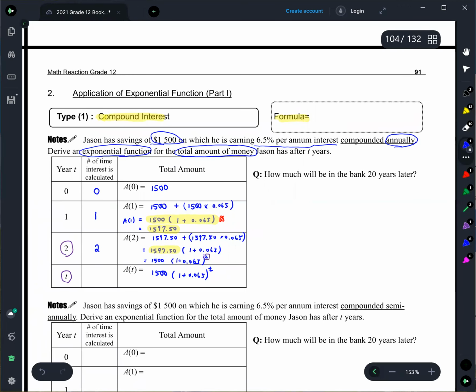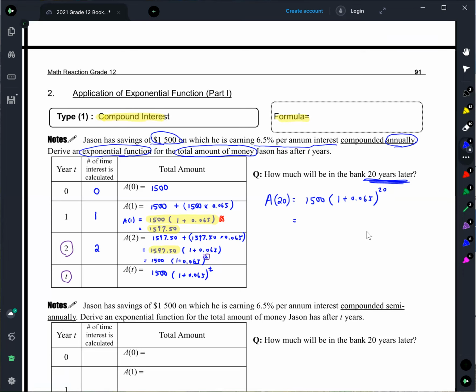So everyone, please take out the calculator. Let's calculate how much money will be in the bank after 20 years. Okay, so we'll be finding A of 20. So 1500, your beginning amount, times 1 plus 0.065 to the exponent of 20. Okay, so please type it in and find the value. Raise your hand when you got an answer for this. Should be around $5,000.